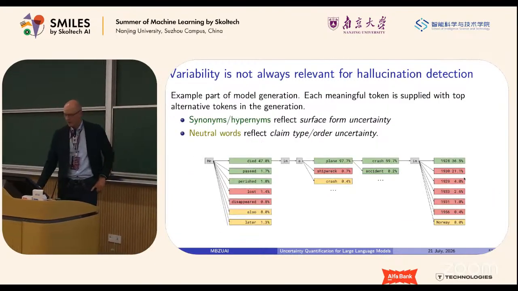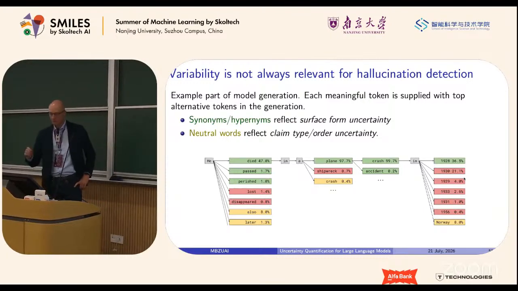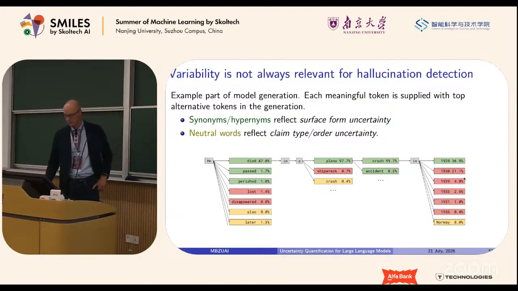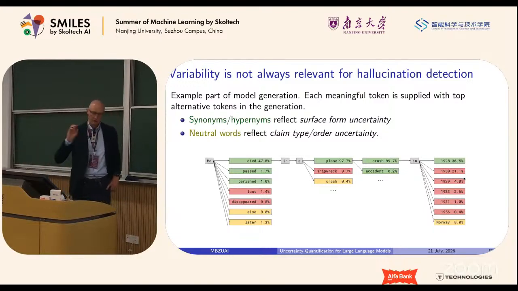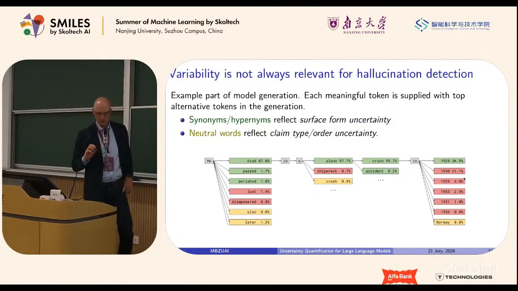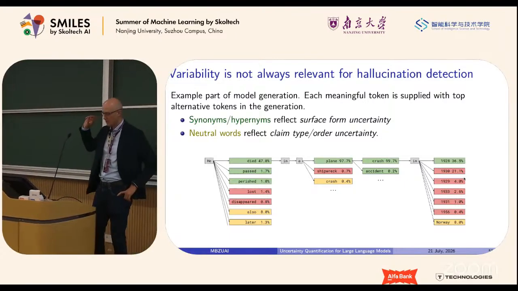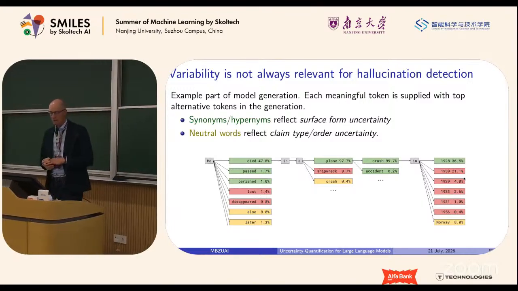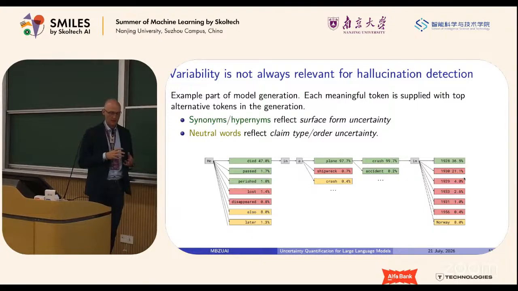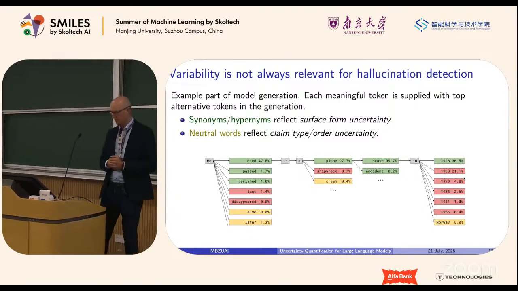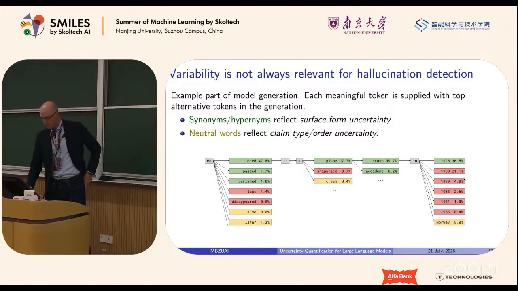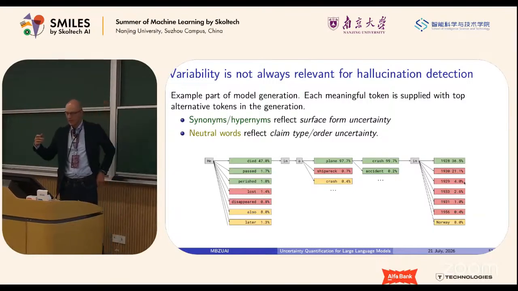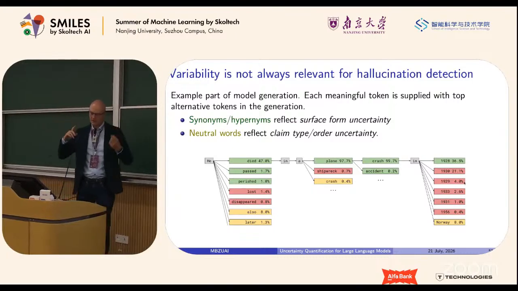All right, so just a few words about one of our methods that we published some time ago. We try to correct the probability distribution in a way that removes uncertainty related to synonyms, and removes uncertainty related to the order of the claims that we generate. So we basically analyze the options that the model might generate and split them into three parts.